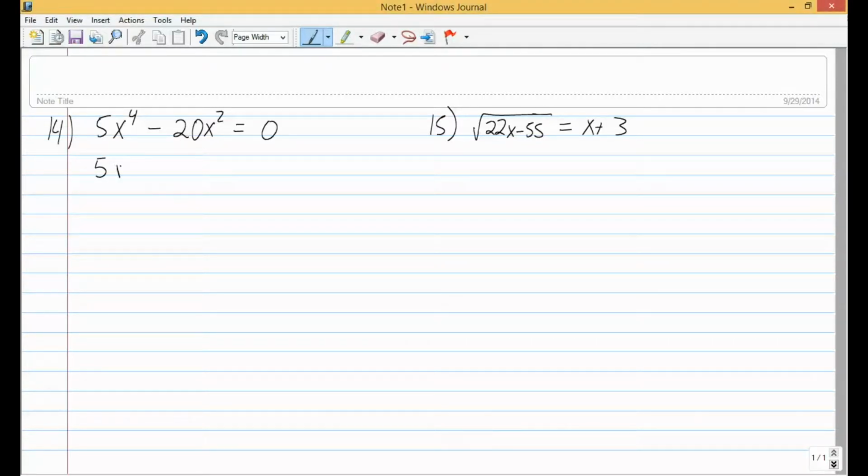That would be 5x squared. When I factor a 5x squared out of 5x to the fourth, that leaves me with x squared minus, and if I factor a 5x squared out of 20x squared, that's going to leave me with 4. So now set each factor equal to 0. So 5x squared equals 0, x squared minus 4 equals 0, and solve each of those.